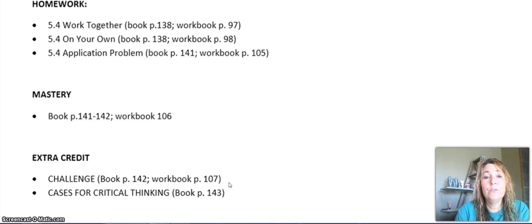And you can also do the cases for critical thinking for extra credit. There is a couple different paragraphs. You're going to read them and then just answer what you think would be happening there. So the cases for critical thinking are in your book on page 143, and you can just write those on a blank piece of paper if you want to turn those in. So that's the end of chapter 5.